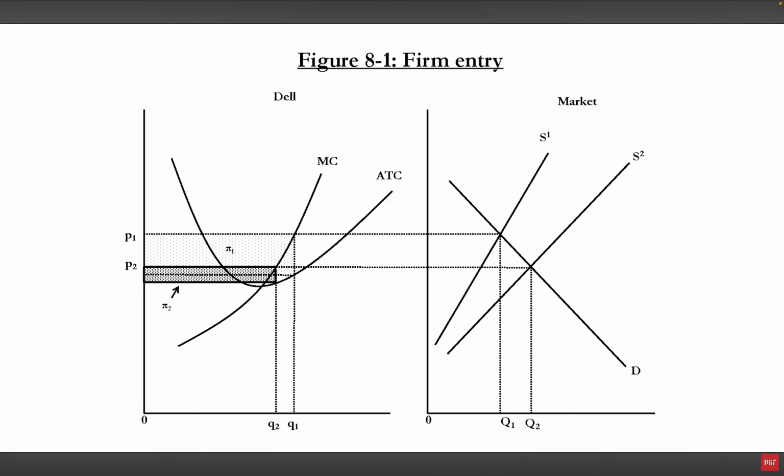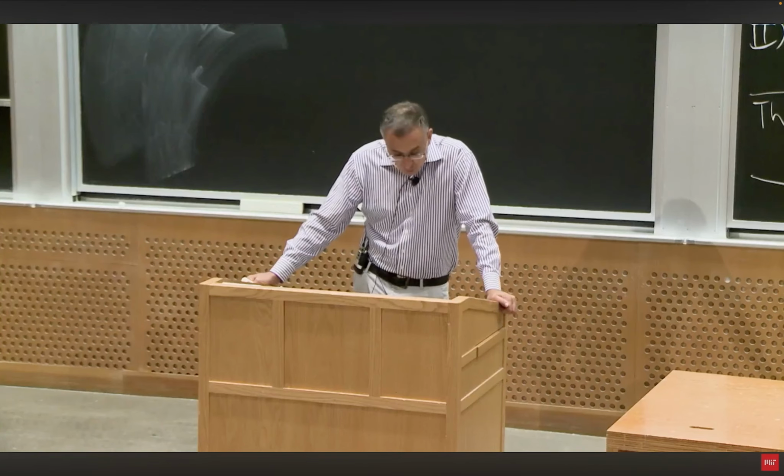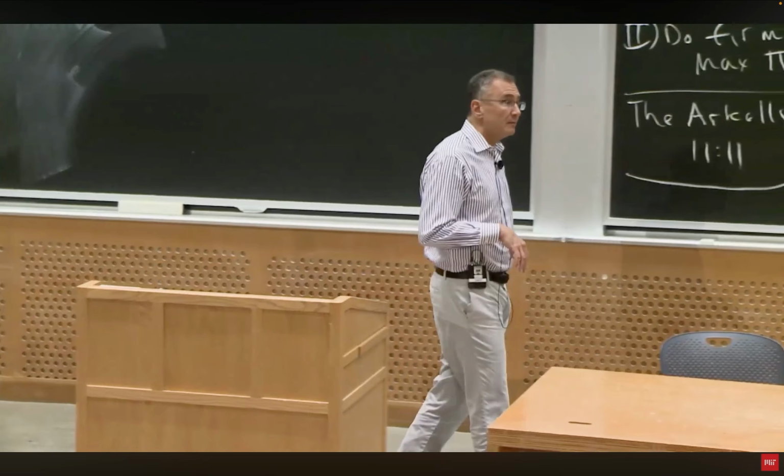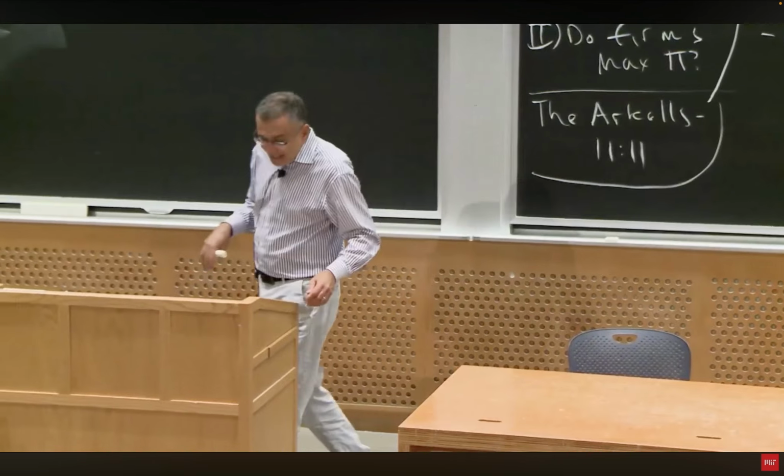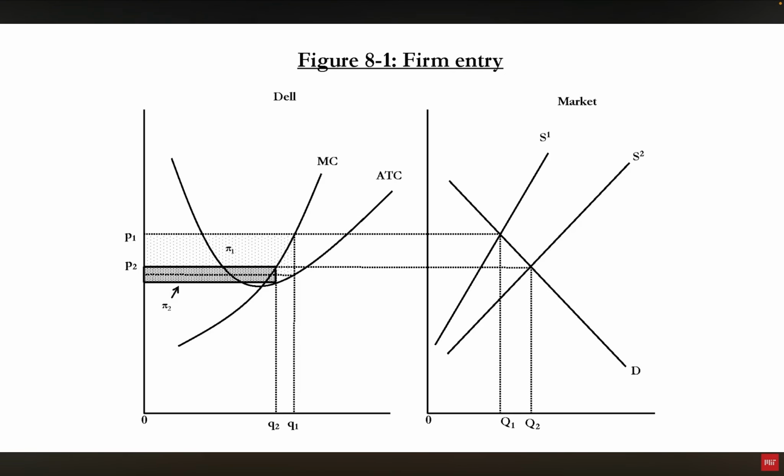So the supply curve flattens. At a flatter supply curve, you will now get more produced at a lower price. So you'll get Q2, big Q2, but the price will fall to P2. What happens when the price falls to P2? We'll now go back to the left-hand side. When the price is P2, Dell now only produces little Q2. Because they produce where price equals marginal cost, they produce little Q2. And that leads to a much smaller profit, pi 2.